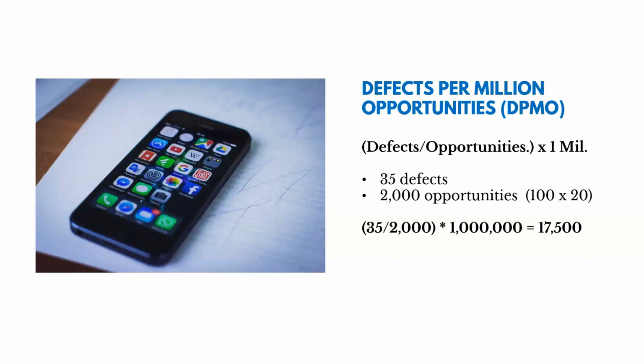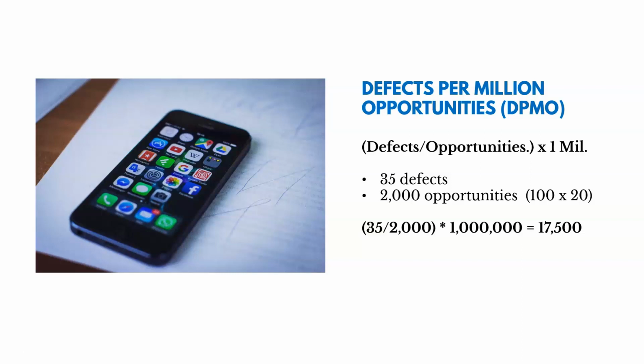Now let's talk about defects per million opportunities. If you recall, when we talked about the definition and meaning of Six Sigma, we said that to achieve Six Sigma, we have 3.4 defects per million opportunities or fewer. That's one of the reasons why we're doing this calculation here. The way it starts is with our defects divided by our opportunities, and then we'll multiply that by 1,000,000.